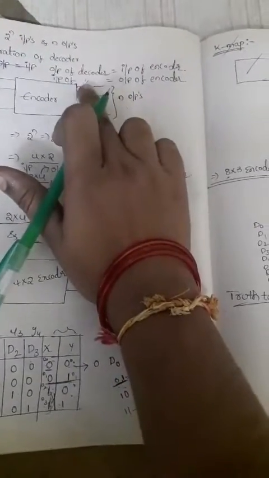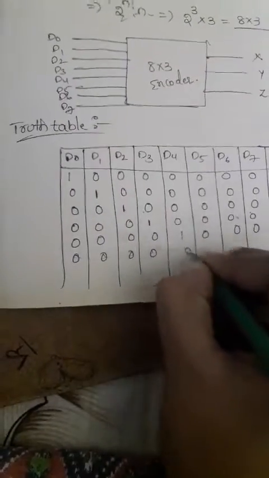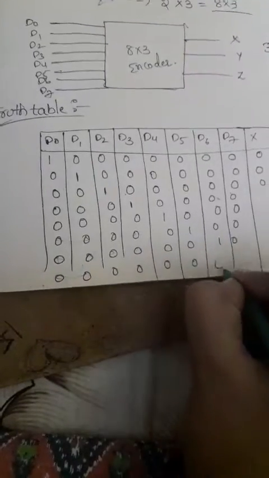Just remember this logic: the output of the decoder is equal to the input of the encoder, that is, the input of the decoder is equal to the output of the encoder. So here the fourth one is highlighted. Now the fifth one is highlighted. Now the sixth one is highlighted. Now the seventh one is highlighted. And the last input is highlighted.